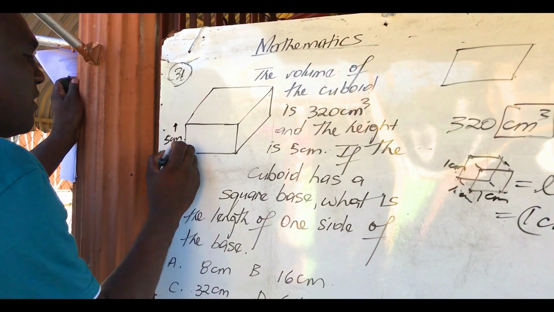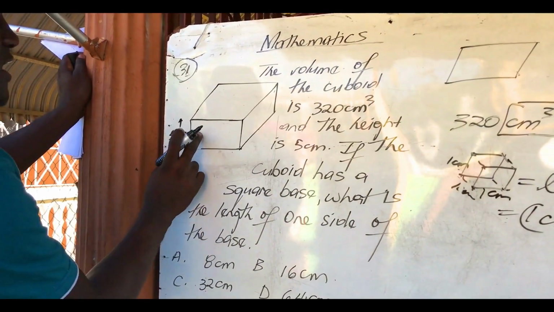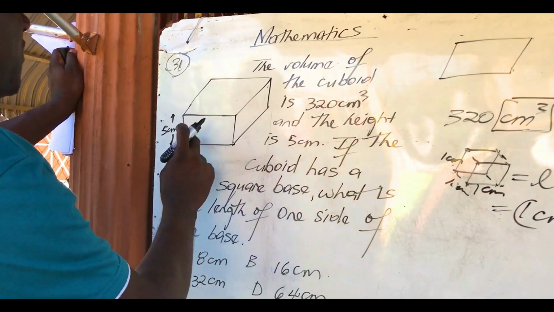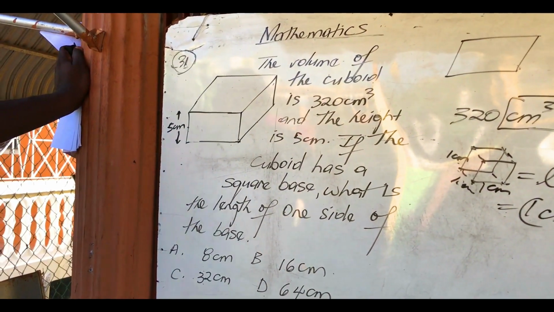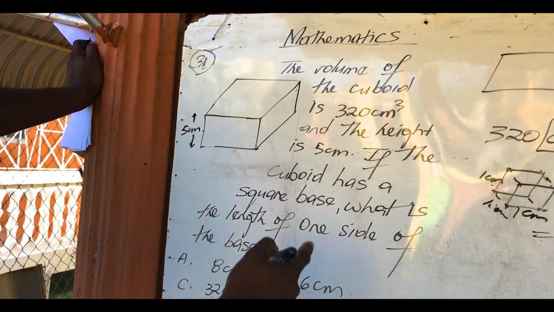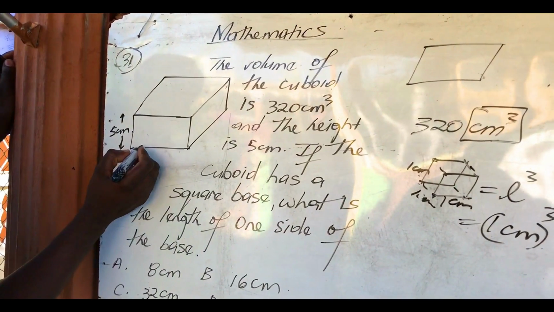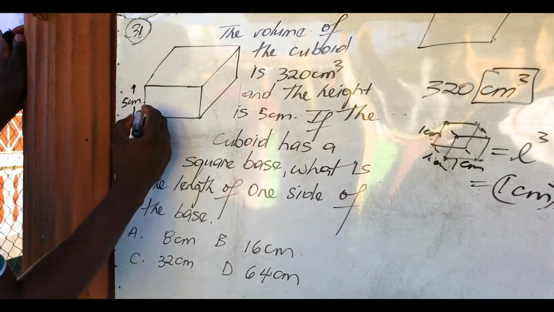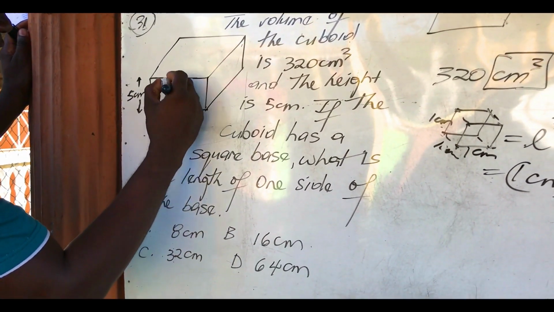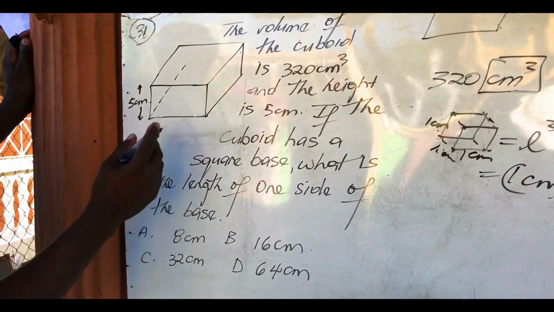That is from here to here, 5 centimeters. So this is what determines the thickness, which is, in essence, the height. Now, if the cuboid has a square base, now what I want you to understand, if it is a square base, let us use broken lines here.